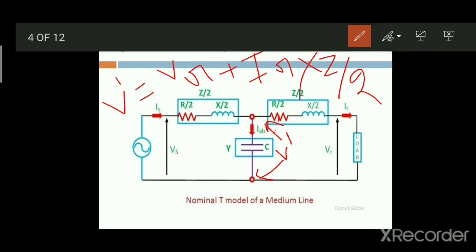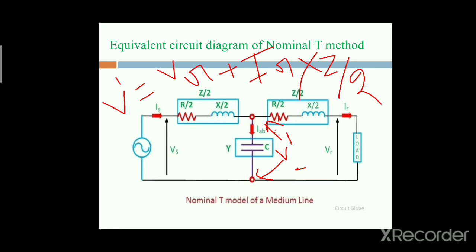VR is the receiving end voltage. Okay, this is the V dash. V dash is equal to VR plus IR into Z by 2. Apply KVL in this circuit, then we obtain V dash is equal to VR plus IR into Z by 2.